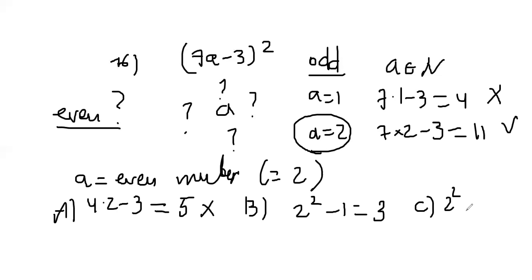2 squared plus 2 plus 1. So it's going to be 4 plus 2 plus 1, so it is going to be 7. So again it leaves out. So D, let's check for D.